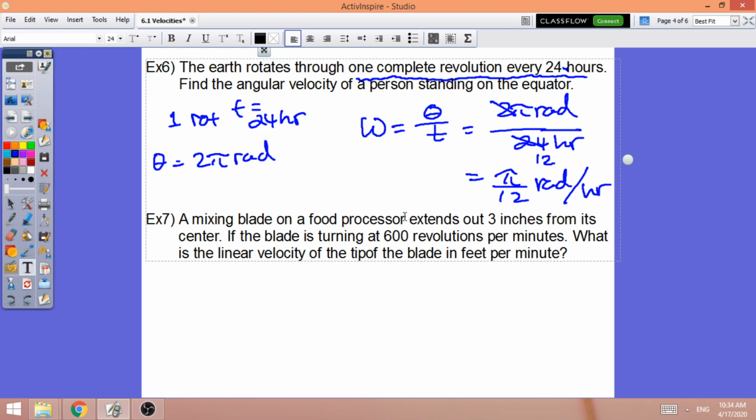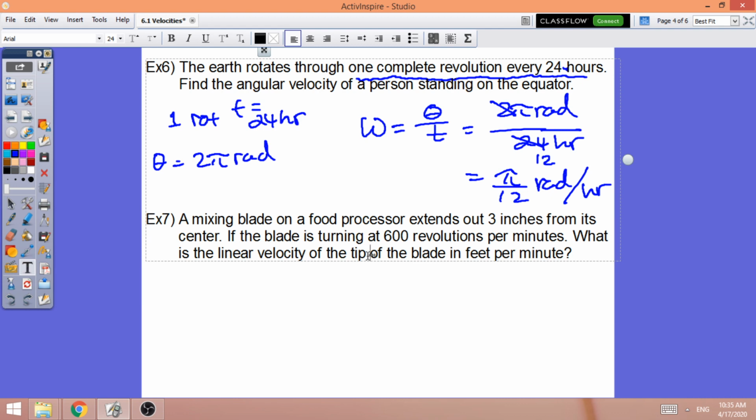So a mixing blade on a food processor extends out 3 inches from its center. If the blade is turning at 600 revolutions per minute, that's pretty fast. What's the linear velocity of the tip of the blade? Okay, so here's another typo.